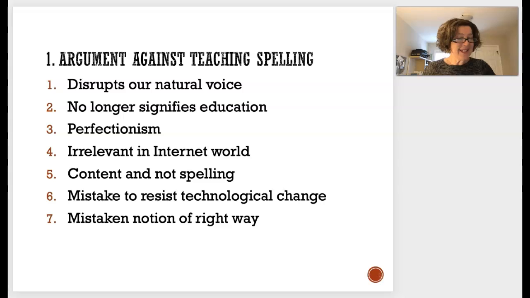Number 6, it is a mistake to resist technological change. Spelling was a skill that was essential maybe 100 years ago or 50 years ago, but it's maybe not so much now. Number 7, mistaken notion of the right way. Oh, yes. I'm going to read you a quote from Sugata Mitra, who's a professor of educational technology at Newcastle University.